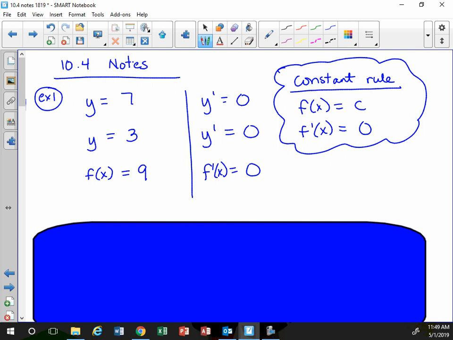Can you repeat your silly words again? The constant rule. Okay, go back to that. If your function equals a constant, that's what c is here, then f prime of x, your derivative of it, will always equal 0.